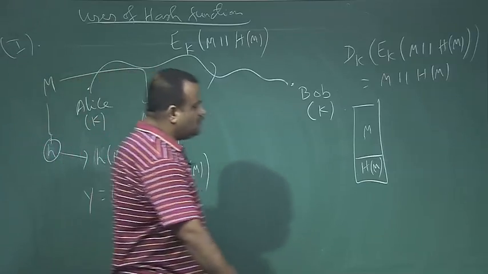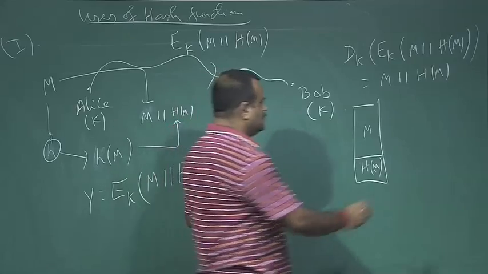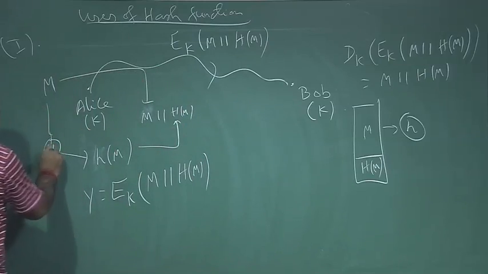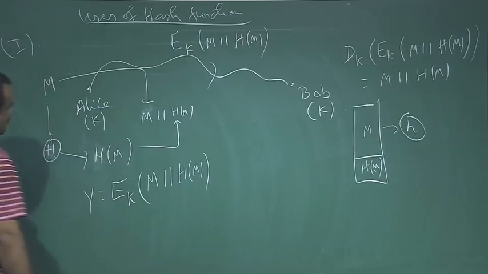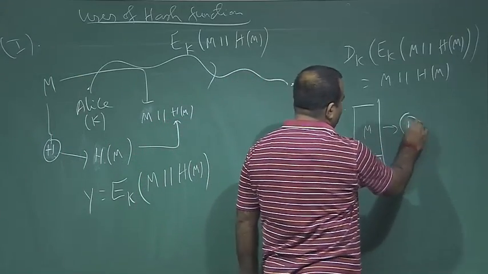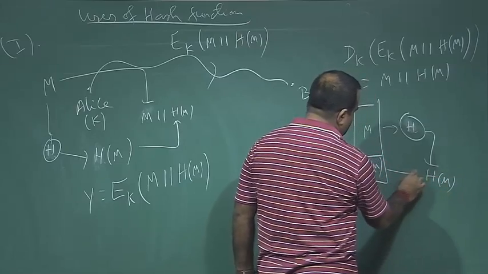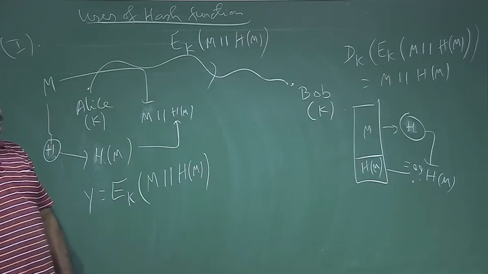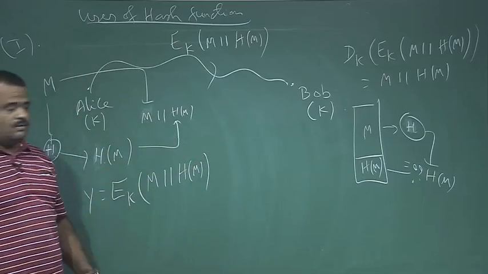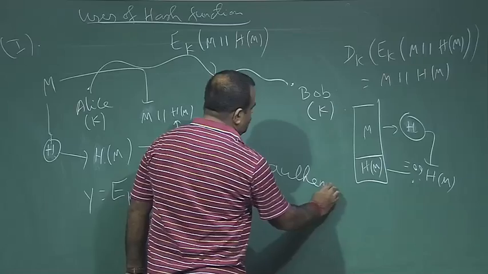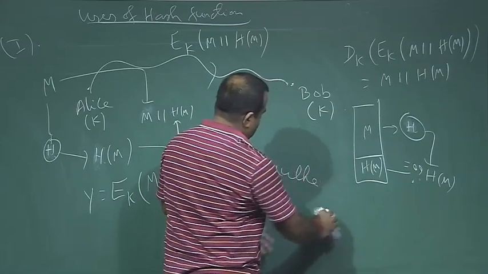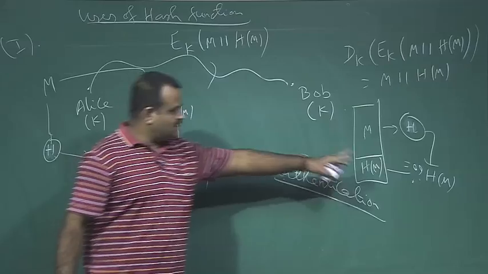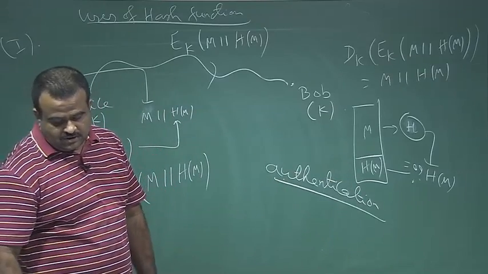Now what will Bob do? Bob will apply the hash function, which is a public function. We should follow the same convention, either capital H or small h. Bob will use the same hash function H, get the H of M, and check whether these two values are the same or not. If these two values are the same, then Bob can ensure that the message is coming from Alice. So authentication is done. This is one use.